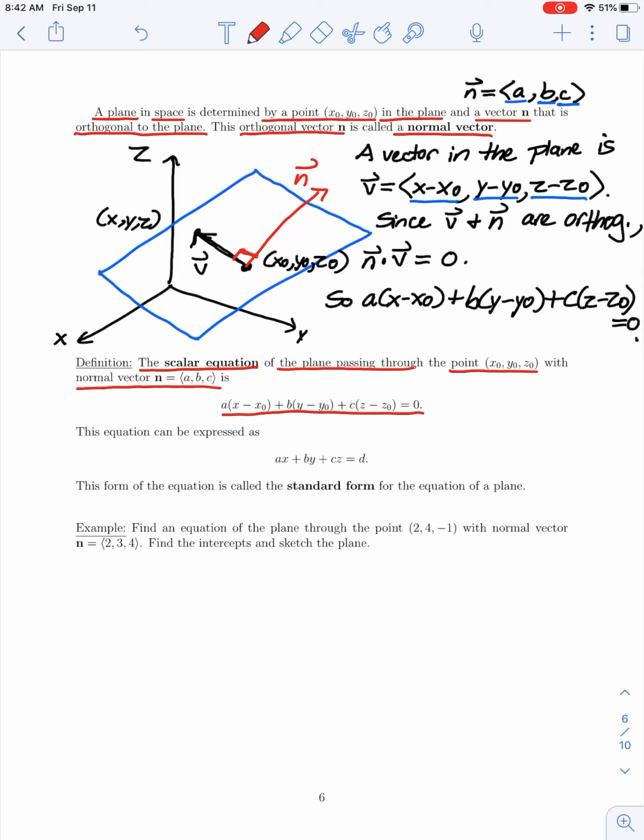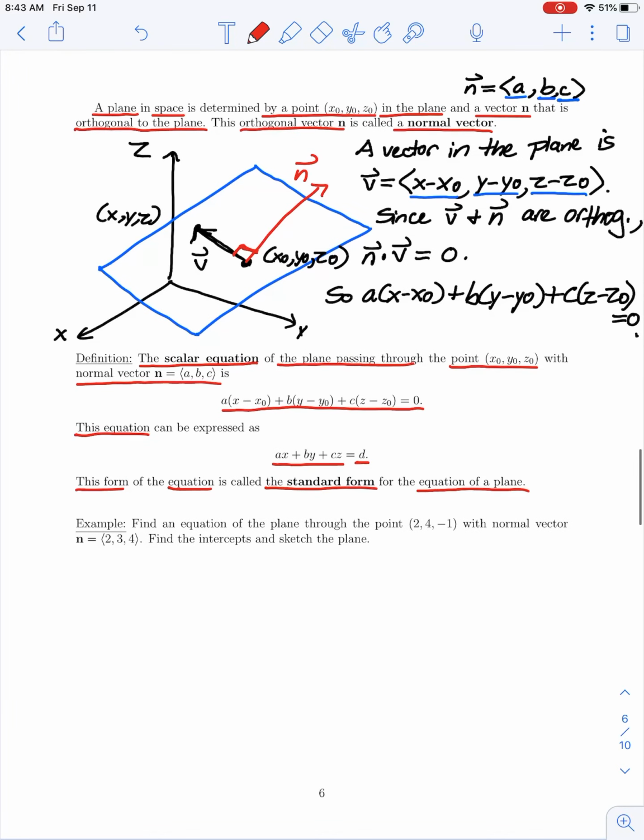Now, if we were to expand this equation and group all of our constant terms together on one side of the equation, we could express this same equation in the form ax plus by plus cz equals some constant d. This form for the equation of a plane is called the standard form for the equation of a plane. That's what we will use most often. Now that we've derived a formula for the equation of a plane through a point with a given normal vector, let's look at some examples.